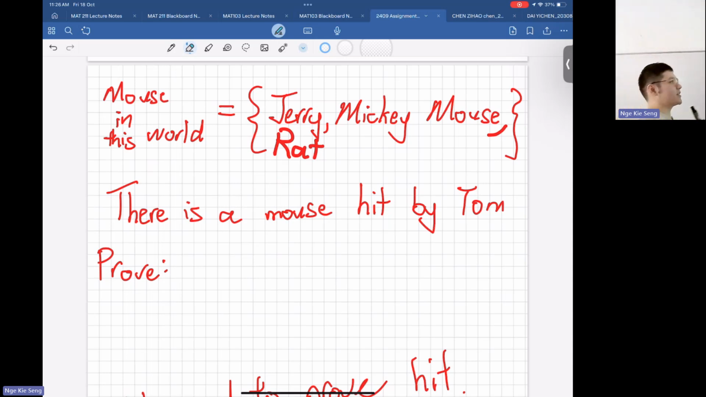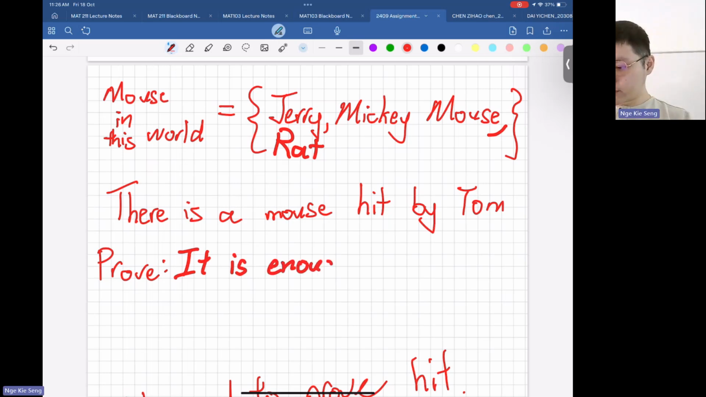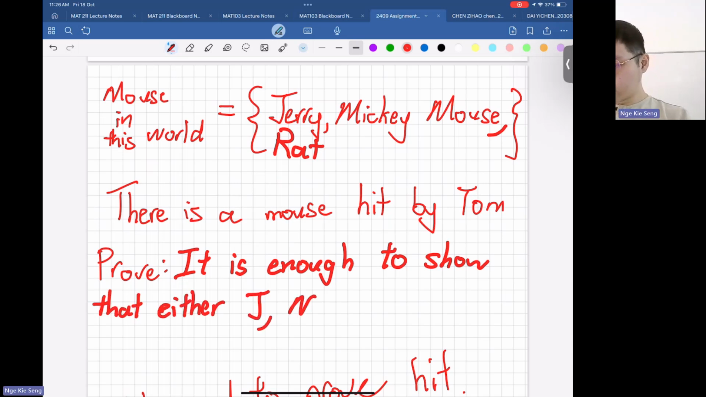Okay, so let's say there's a statement here. There's a mouse hit by Tom. How to prove this statement? You just need to prove that either Jerry, Mickey Mouse, or the rat is hit by Tom. If none of them is hit by Tom, is this statement true or not? False. So to prove this, it is enough to show that either Jerry, Mickey Mouse, or the rat is hit by Tom.